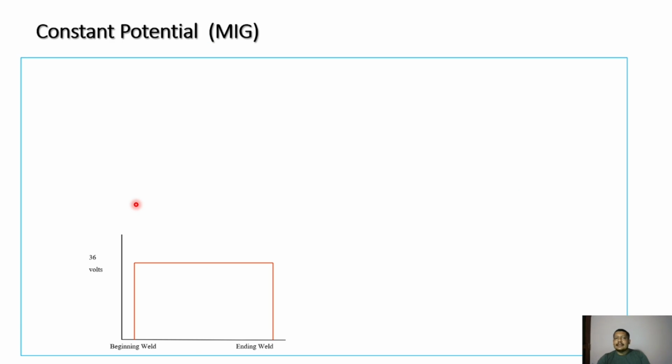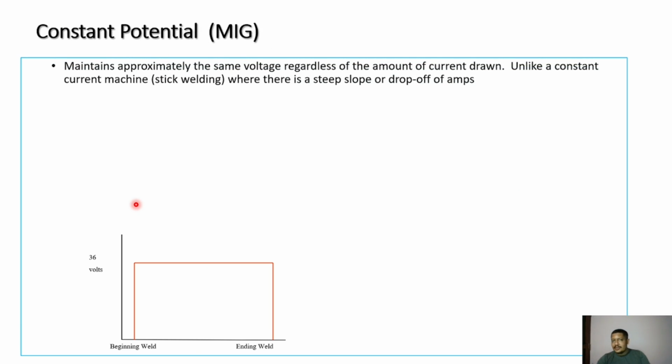So we can see this is a constant potential MIG power source. It maintains approximately the same voltage regardless of the amount of current drawn, unlike a constant current machine for stick welding, where there is a steep slope or drop off in amps. The first figure, where we showed the steep drop, normally fits into the category of the constant current one, where the current change will be negligible but the voltage change will be larger.